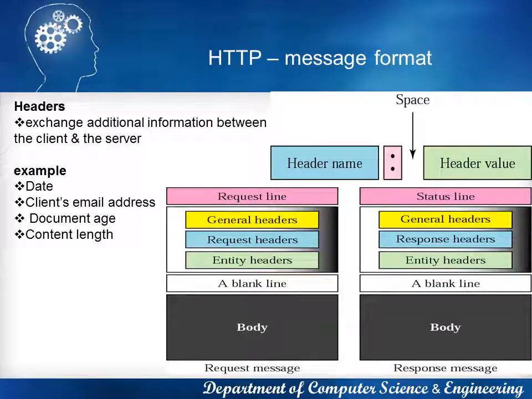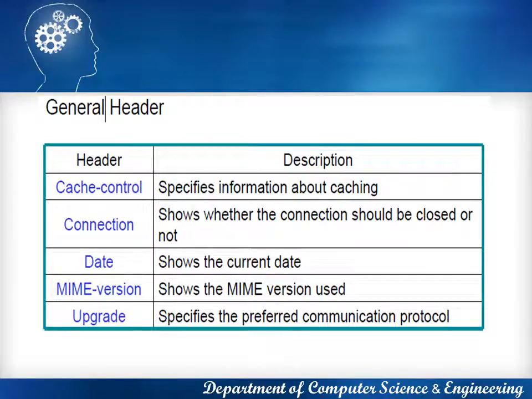Coming to the header part, the request header consists of 4 parts: general header, request header, entity header, and blank line. Here also the same: general header, response header, entity header, and blank line. The header contains information about the date, client email address, document age, document length, and so on. The general header consists of cache control mechanisms, connections, date, and upgrades.